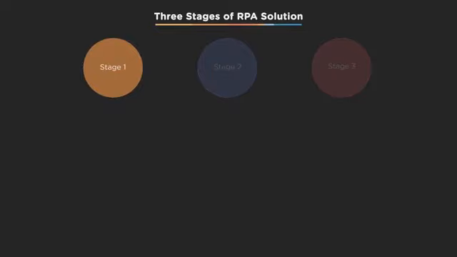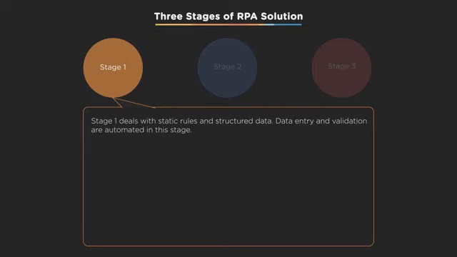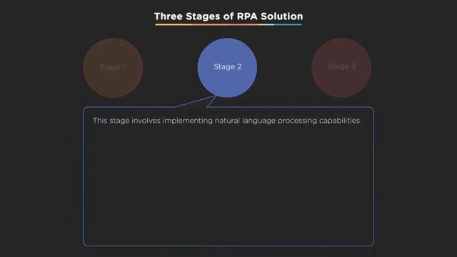Stage 1. This RPA stage involves dealing with static rules and structured data. Tasks like data entry and validation are automated in this stage. This stage helps in decreasing the cycle times. Stage 2. This stage of RPA primarily consists of implementation of some form of natural language processing capabilities.